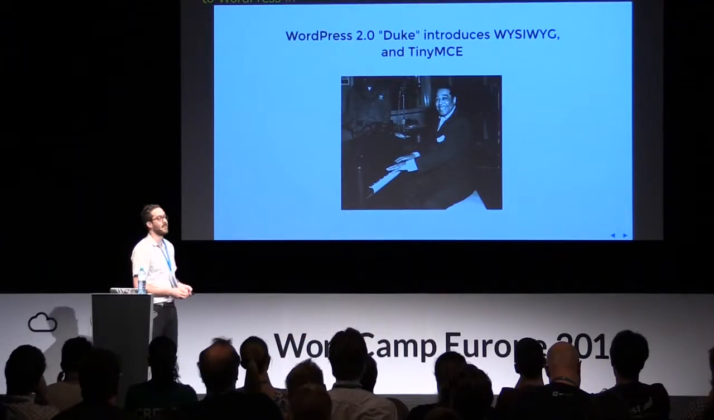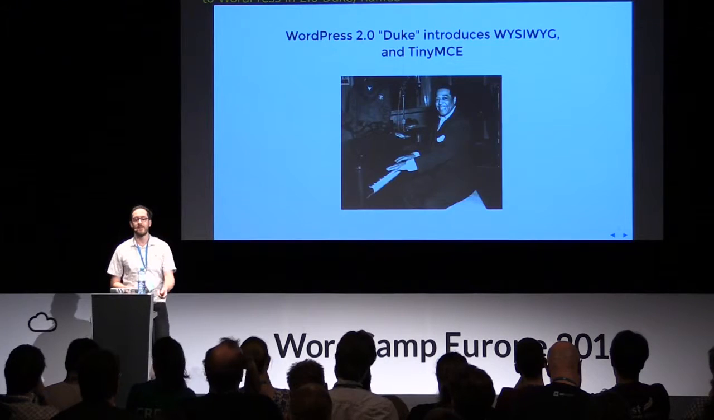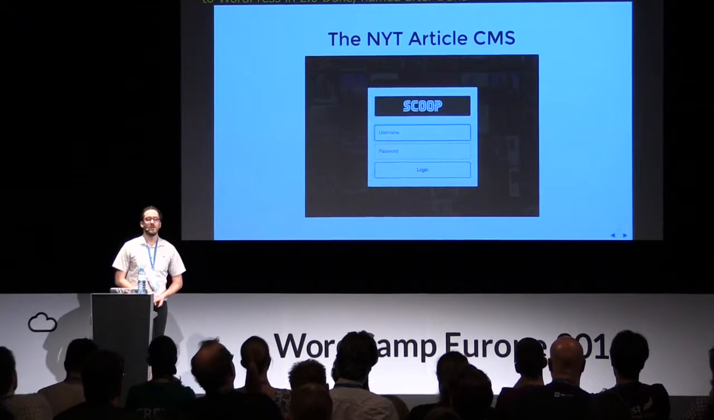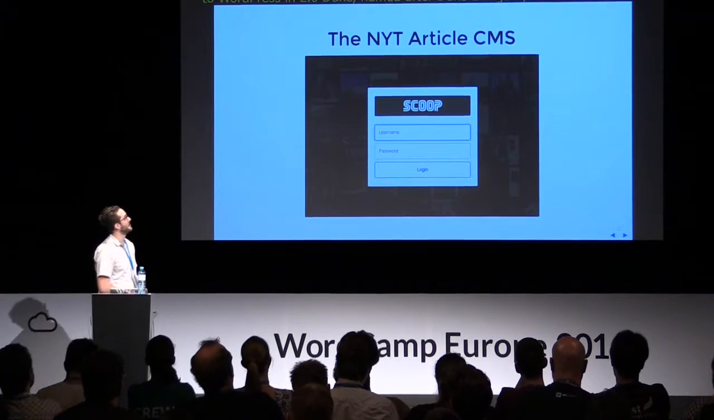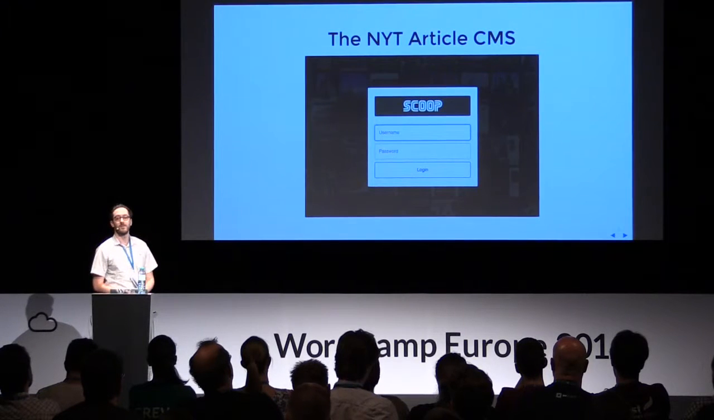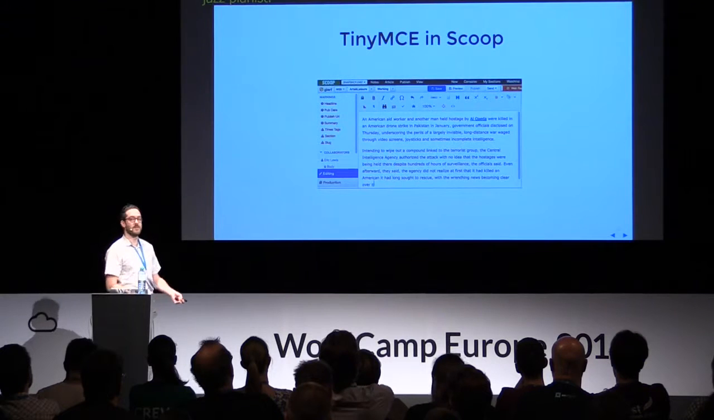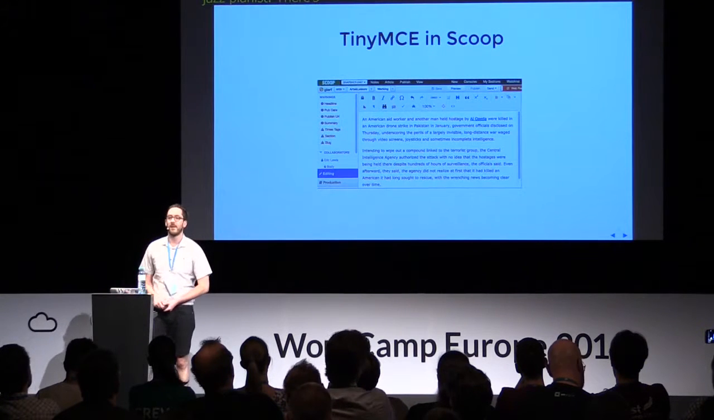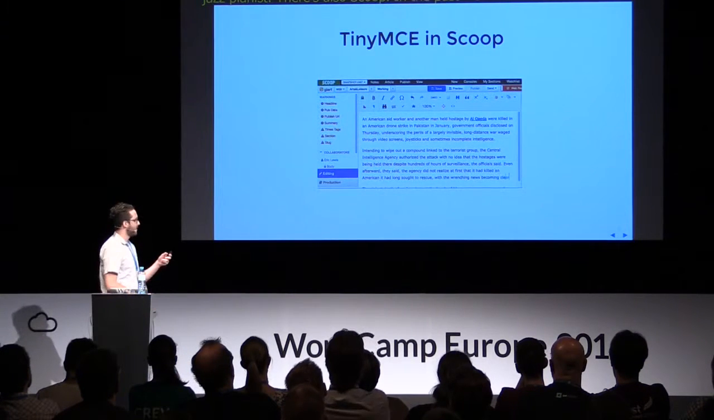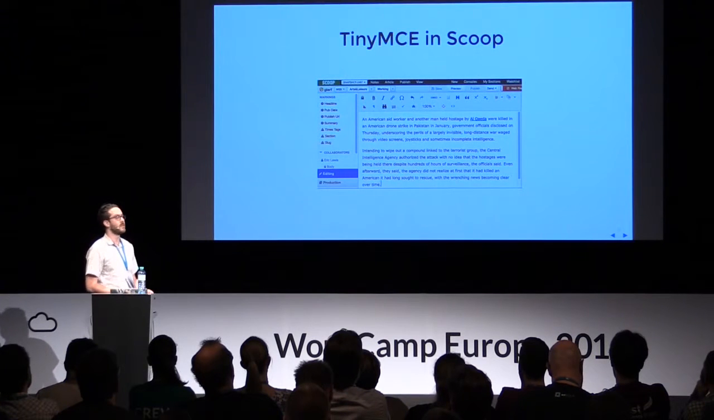And you may be familiar with TinyMCE because it was introduced over 10 years ago to WordPress in 2.0 Duke, named after Duke Ellington, the legendary jazz pianist. So at the New York Times, we have a CMS for article editing called Scoop. In the past, we've also used TinyMCE for editing content, and on top of that, built custom features.